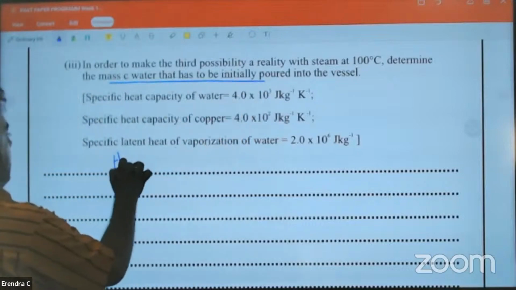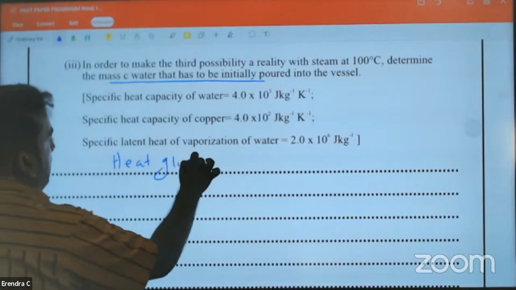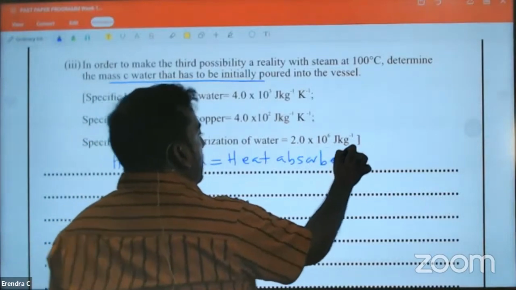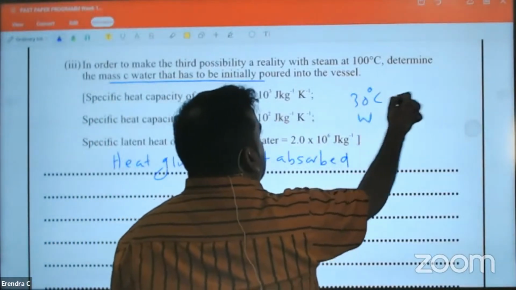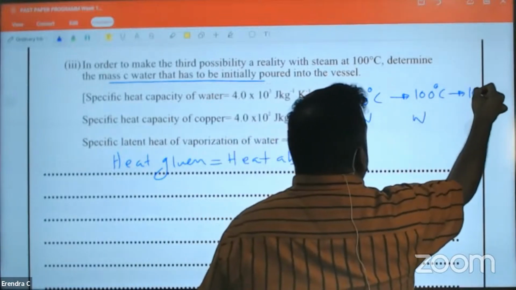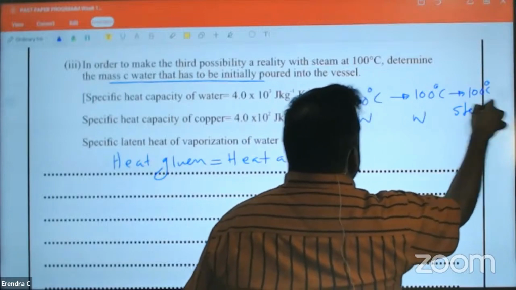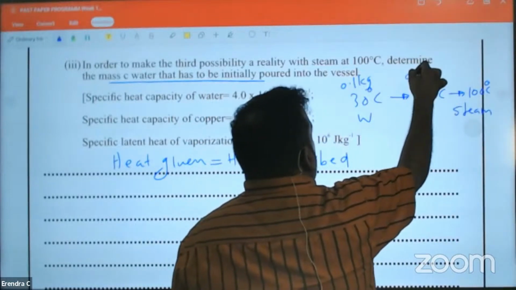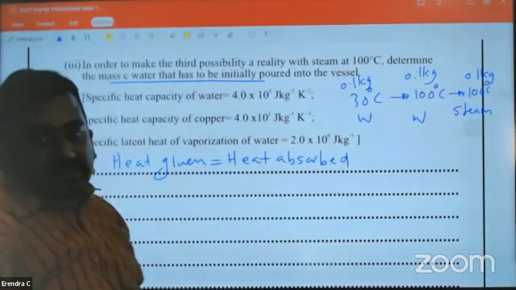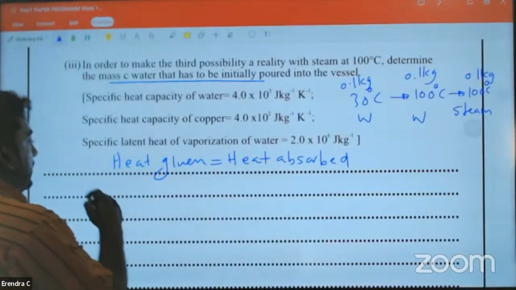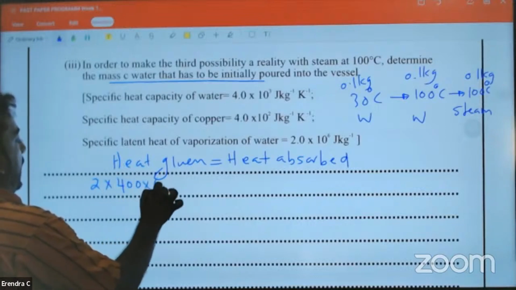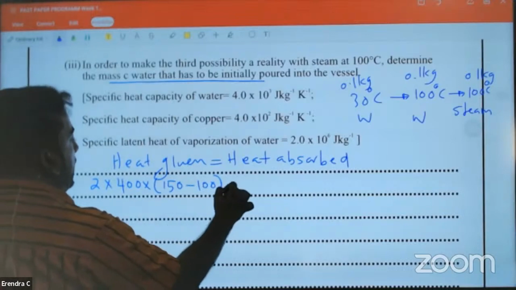So, heat given equals heat absorbed. What is happening? Water at 30 degrees Celsius becomes water at 100 degrees Celsius, and completely becomes steam at 100 degrees Celsius. Complete mass, everything becomes steam. So heat given is by the calorimeter: 2 kilograms, 400, 150 minus 100.